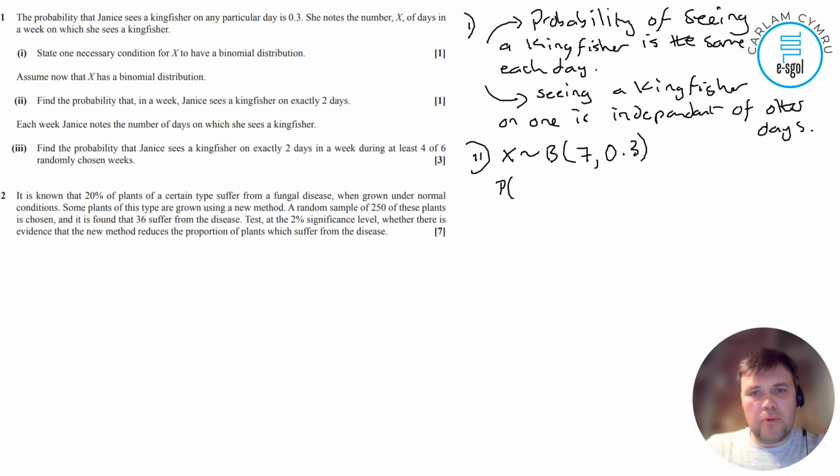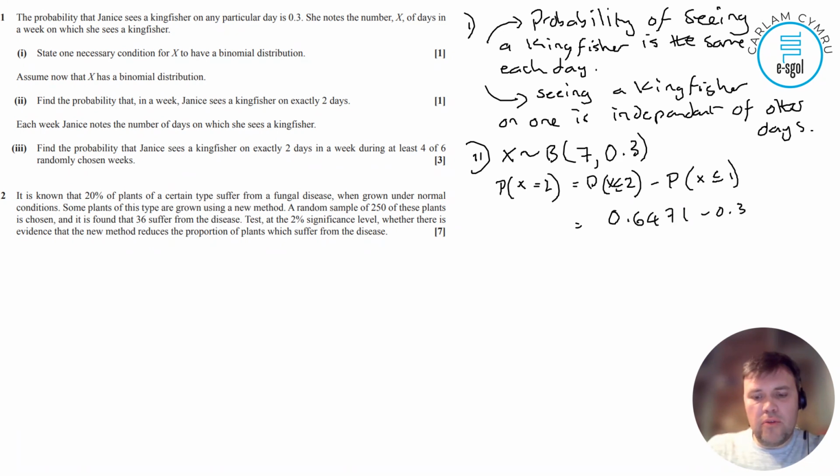And I've looked these up previously. So the probability that x is equal to 2 is the probability that x is less than or equal to 2 minus the probability that x is less than or equal to 1. Those would be 0.6471 minus 0.3294, which would give me 0.318 to 3 significant figures.